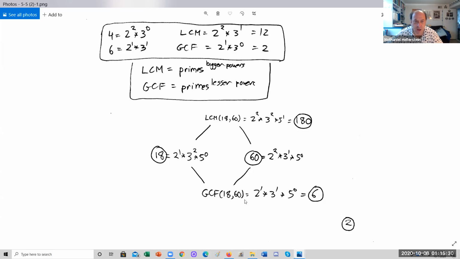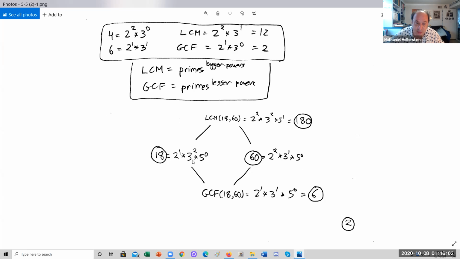Let's take another pair of numbers, 18 and 60. Find their least common multiple and their greatest common factor. 18 has powers 1, 2, and 0. 60 has powers 2, 1, and 1. Oh dear, that's 5 to the first. My error, my mistake.